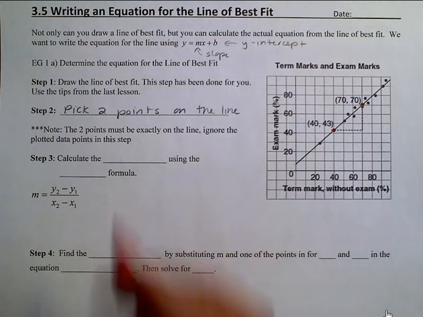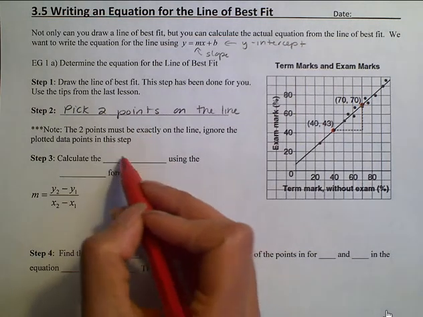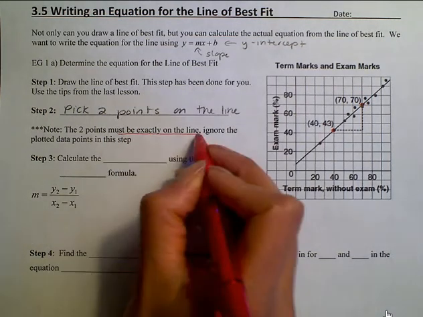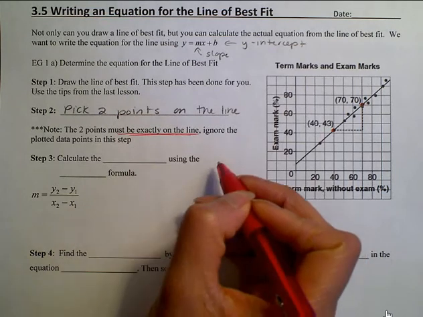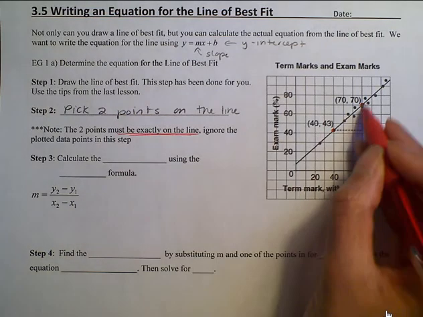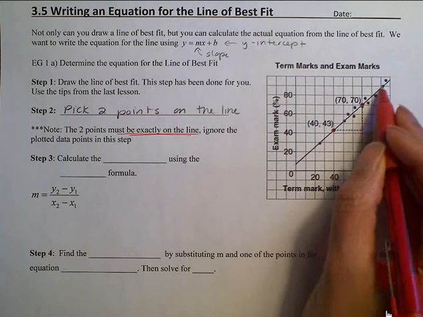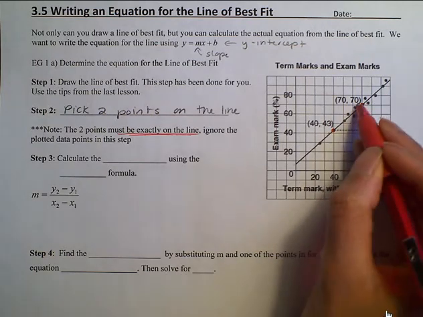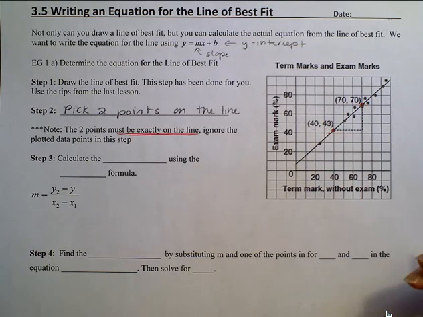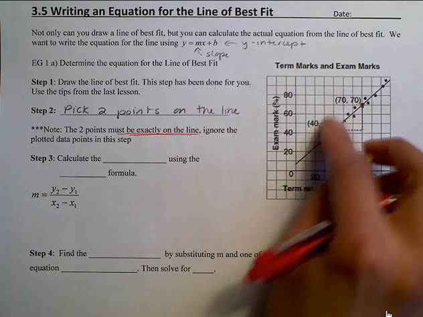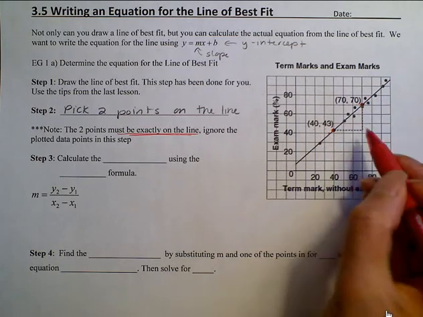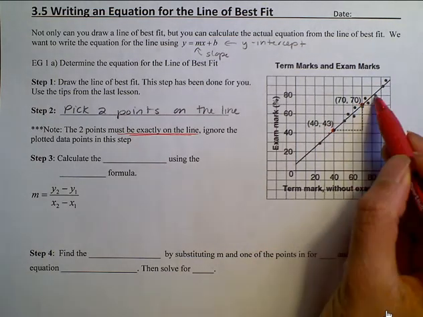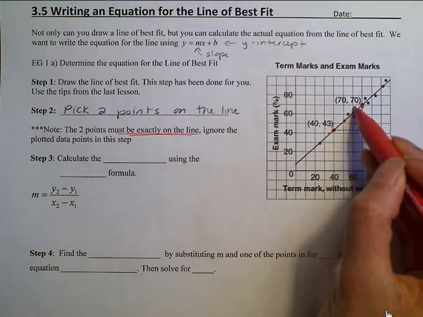So I put a little note here for you. The 2 points must be exactly on the line. So remember my tip, if they fall right at the intersection of the grid, those are good points to choose. So you pick 2 points and then you write down their coordinates beside it. And ignore all the rest of the data points. The data points are irrelevant. So for example, you don't want to pick this point or this point because they're not right on the line of best fit.